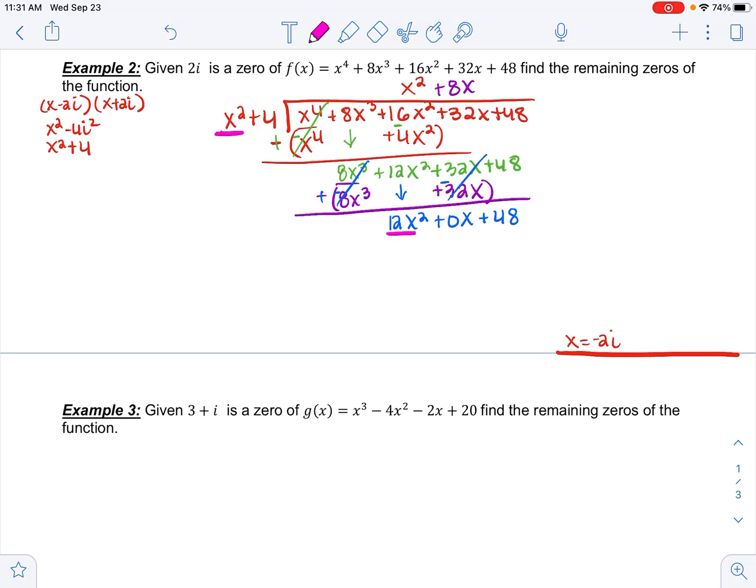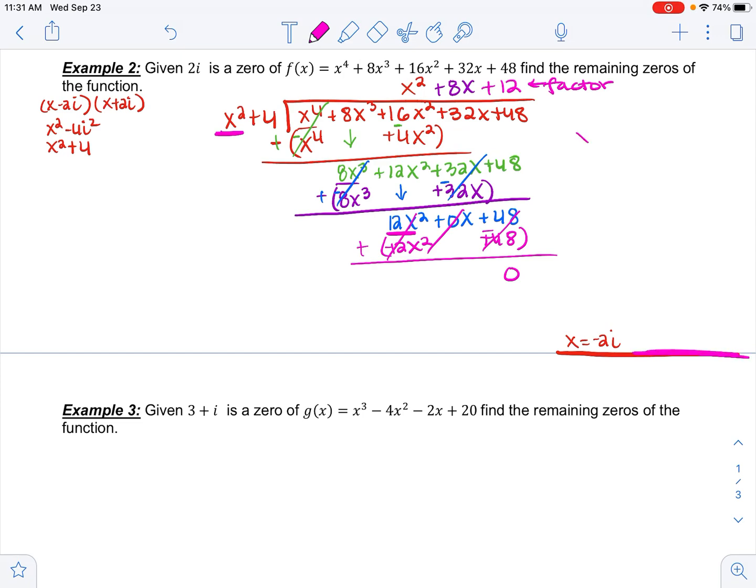All right, starting over. X squared, what do I multiply it by to get 12x squared? That's plus 12. Distribute 12x squared plus 48. Notice everything's going to cancel out there. Boom, boom, boom, 0. Okay? All right, so remember, this is my other factor.